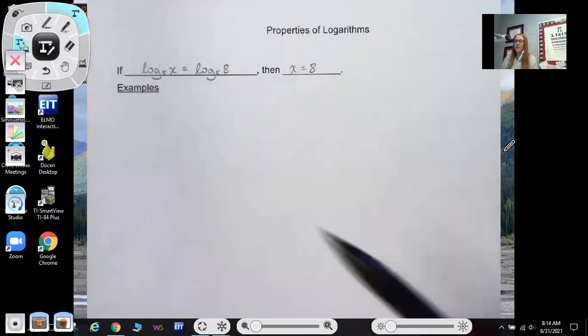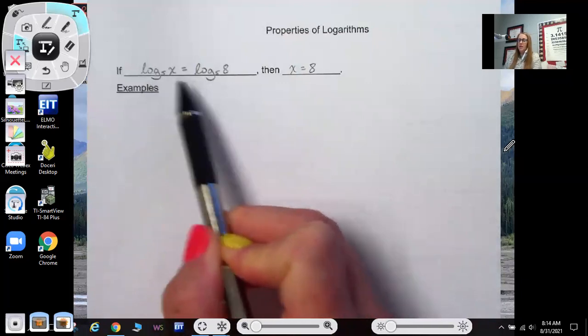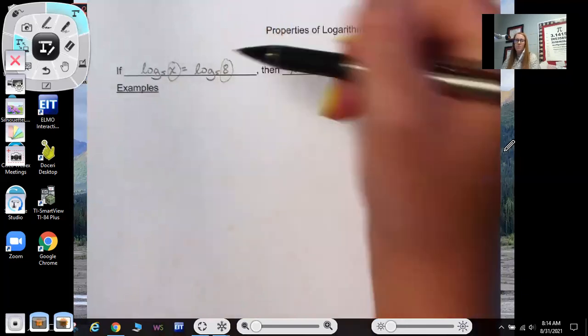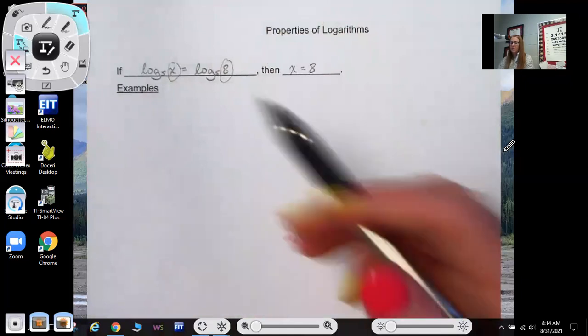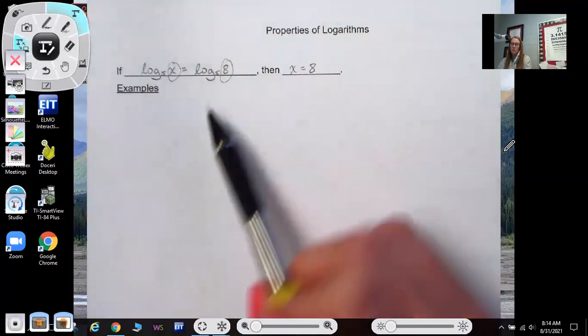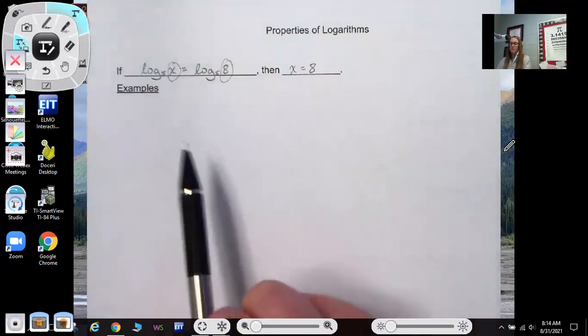So the property is, if you have two logarithms that are set equal to each other, as long as they have the same base, then whatever is here and here must be equal. So in order for these logarithms to have the same value, because they have the same base, the x has to be equal to the 8.